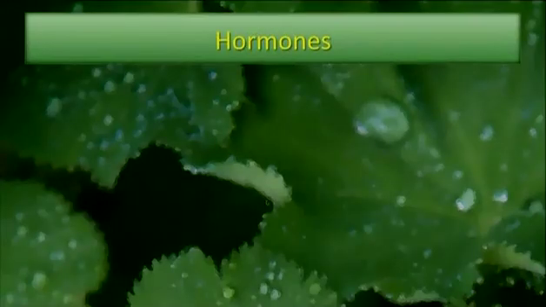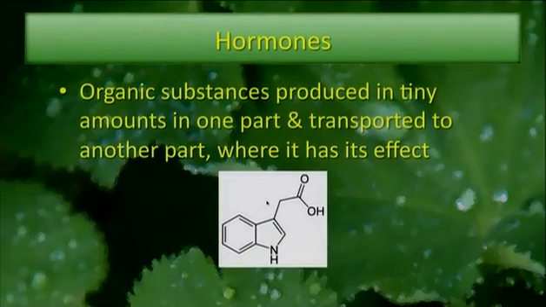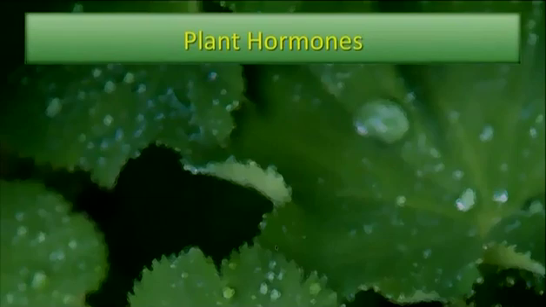Now hormones are produced mostly in actively growing parts. They're organic substances produced in small amounts in one part of the plant and transported to another part of the plant where they have their effect. The effect can be causing stems to bend, or it can even inhibit growth. This is a little image of an auxin. We're going to go into some plant hormones, but first I'm going to talk a little bit about how they work.